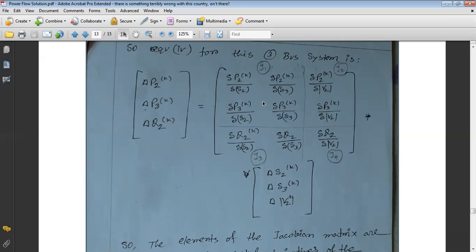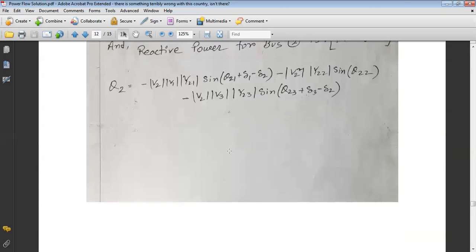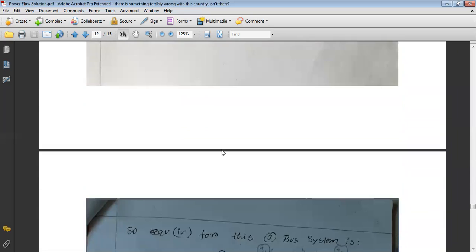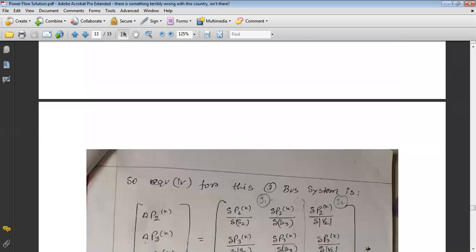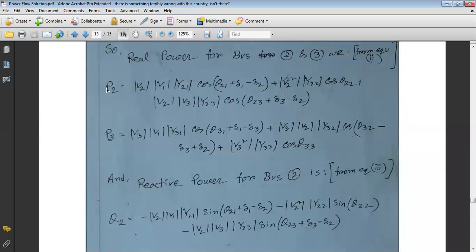At first we have to partially differentiate these equations to find the equations of this Jacobian matrix. So this is the P2 equation. Now we have to partially differentiate this equation by del 2. Here del 2 is present. Whenever we partially differentiate this equation, cos becomes sine, and a minus sign comes in front. If cos converts once again to sine, there is again one minus. So minus minus will be plus.